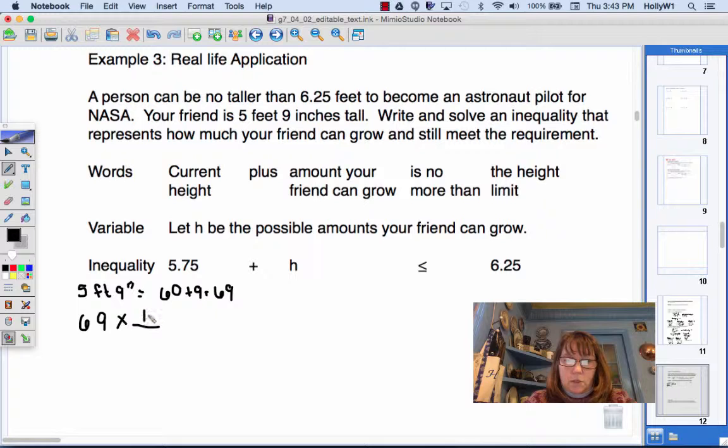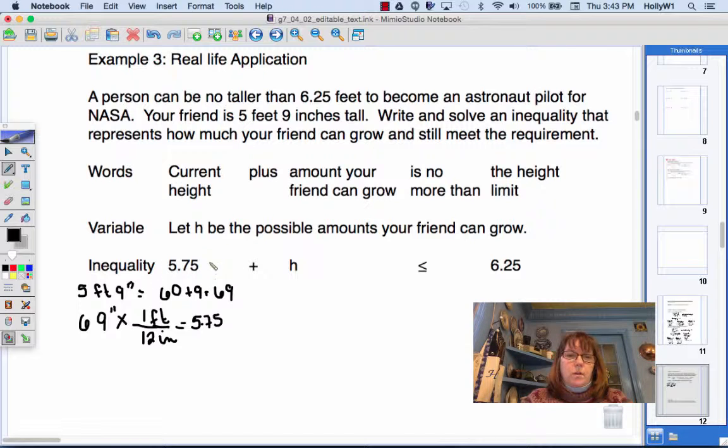And this is unit measurements, which we're actually going to learn a whole lot more about in the next chapter. So 69 inches, we can convert this to feet, and we end up with 5 and 75 hundredths. So that's how they got this number.